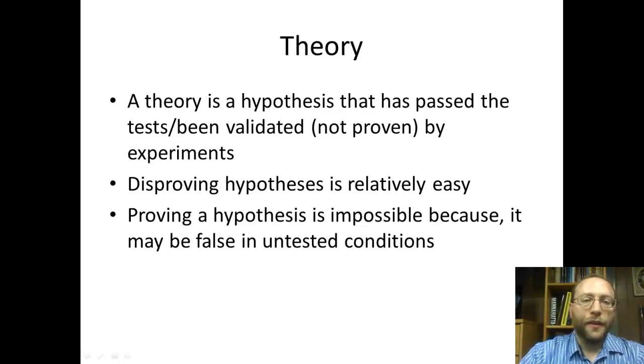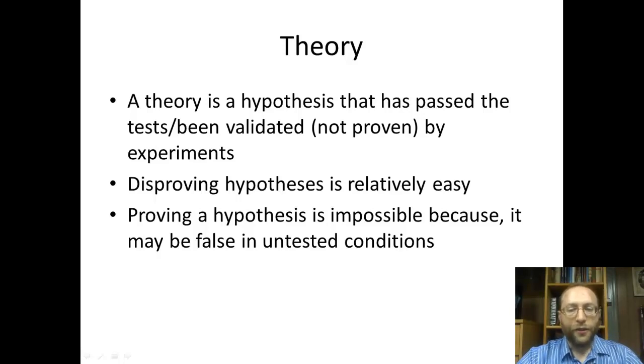Now, a theory is a hypothesis, but it's a hypothesis that has passed these tests and been validated, not proven, by experiments. Disproving a hypothesis is relatively easy. You just did it. It's very easy to disprove the hypothesis that heavier things fall faster than lighter things. Proving it is impossible because it may be false in conditions you haven't tested. Like Newton's theories of gravity was basically seen as so true that they called them laws, that they describe what really was going on in nature.